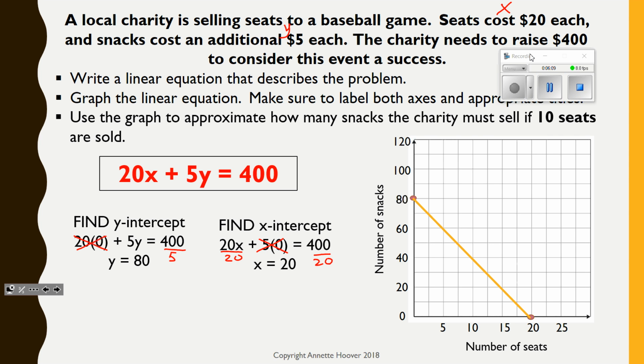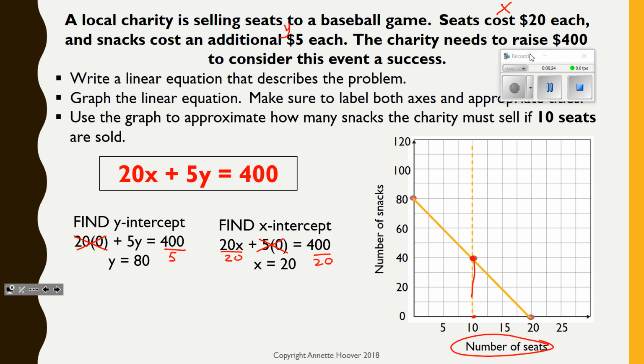Use the graph to approximate how many snacks the charity must sell if 10 seats are sold. Here's the number of seats. We go to the number 10, we look up and see where it crosses the graph, and that would be 40 snacks.